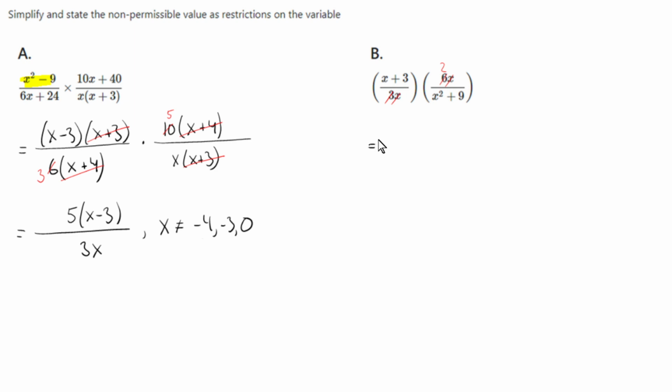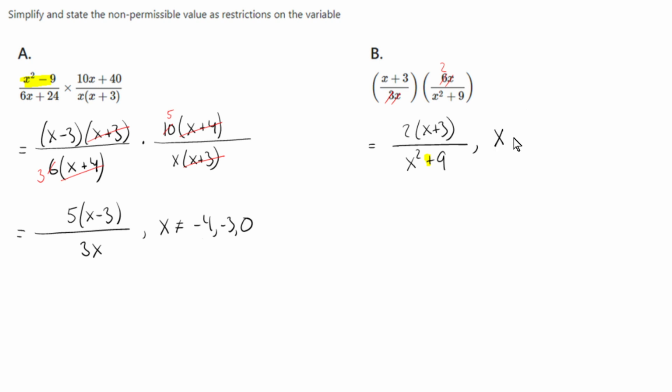So we can rewrite it as 2 times x plus 3 in the numerator. In the denominator, we're left with x squared plus 9. Now be careful. The denominator may look like a difference of squares, but in a difference of squares you need to have a subtraction. So this is not a difference of squares. We cannot factor the denominator. We're done here. So we just need to identify the non-permissible values.